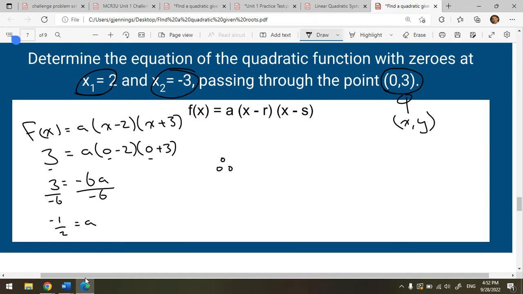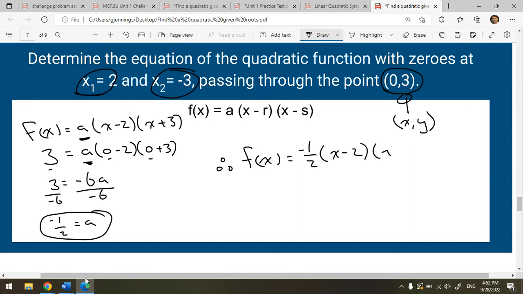So, therefore, the function f of x is equal to, just take this a value and substitute it into the function that you created: negative 1 over 2, x minus 2, multiplied by x plus 3 is the function that has roots of x is equal to 2 and x is equal to negative 3 and passes through the point 0, 3. You could check your work by substituting this point in and making sure that when you put in 0 here, you indeed get 3 as the output, and inputting these two x values and making sure you get 0 as the output.